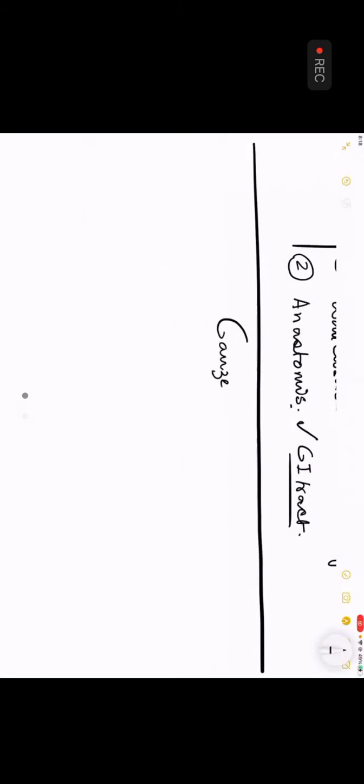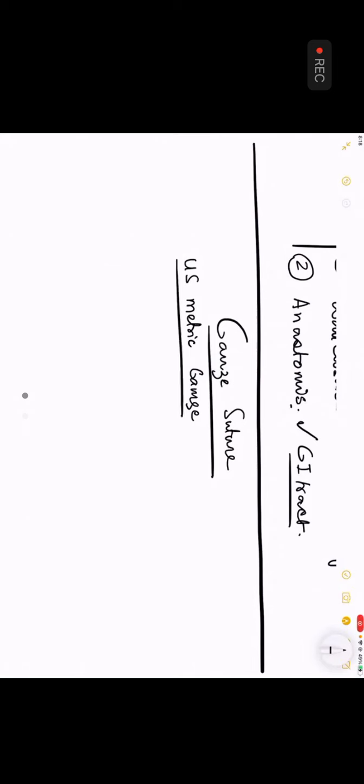Right. Now, before I show you pictures, it is better to tell you, number one, the gauge of a suture. As I have said, you are not required to know the technical details. Remember that we use the US metric gauge, and we use sutures by the size of 0, 1-0, 2-0, 3-0, 4-0, 5-0, 6-0.